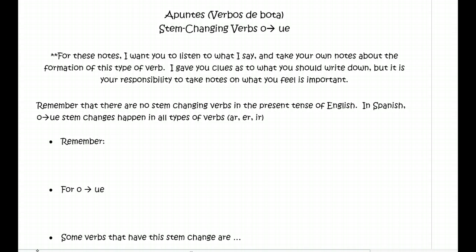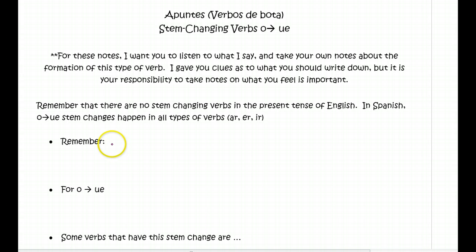As a reminder, there are no stem changing verbs in the present tense of English, but in Spanish there are actually 3 different present tense types of stem changers, the second of which we're learning right now, which is O to UE stem changers. And these happen in all types of verbs, AR, ER, and IR.